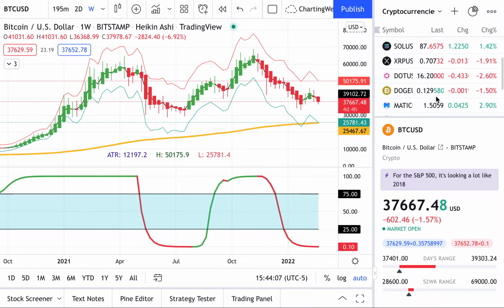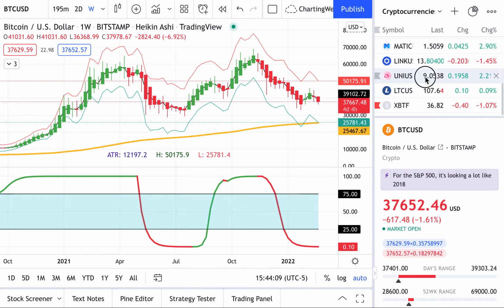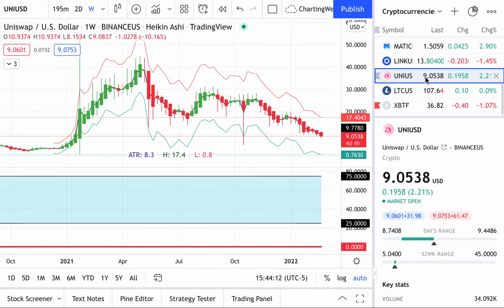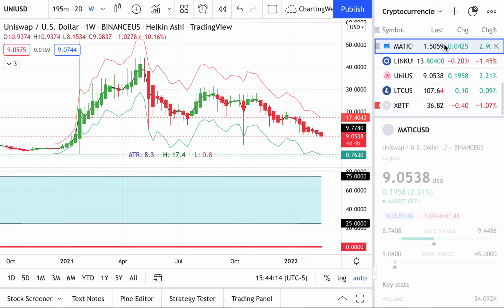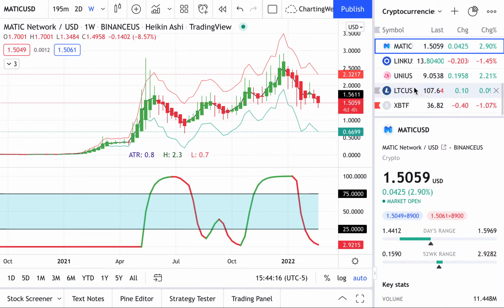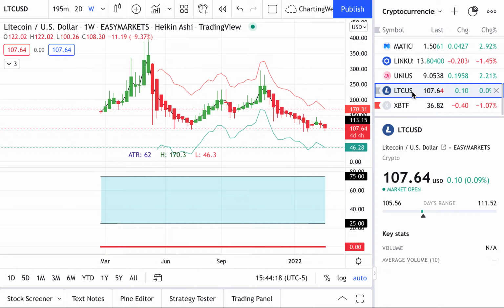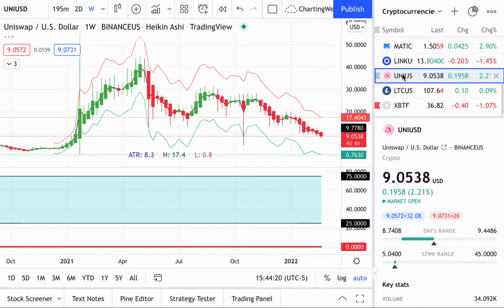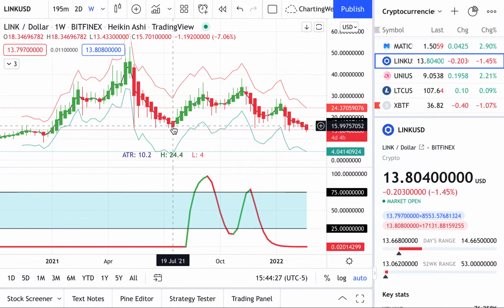Now, yes, you can have outliers that might be going up. I mean, here you go. Here's Uniswap, at least for the day it's up. Matic's up for the day. But when you look overall where these things are, you can see a lot of red, a lot of down movement. So what is that telling us about the crypto space?